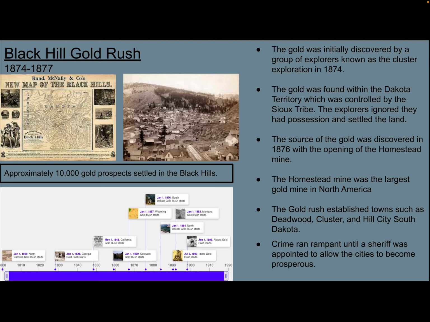In 1874, gold was initially discovered by that group led by George Armstrong Custer. The gold was found in the Dakota Territory, like I mentioned, that was controlled by the Sioux tribe. The explorers understood that the land was controlled by the Sioux tribe, but they settled it anyway. They did not care, and they saw wealth and went for it. The source of gold was discovered in 1876, 2 years after the initial discovery of gold, with the opening of the Homestead Mine. The Homestead Mine was the largest gold mine in North America.